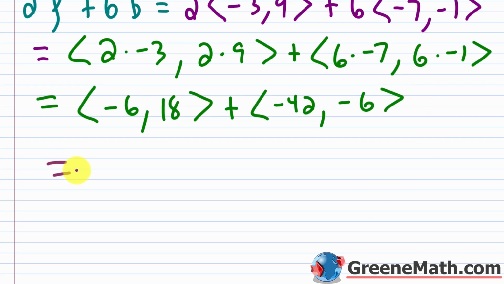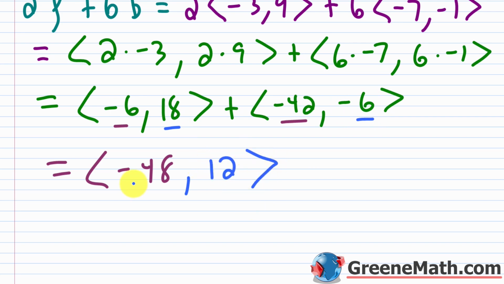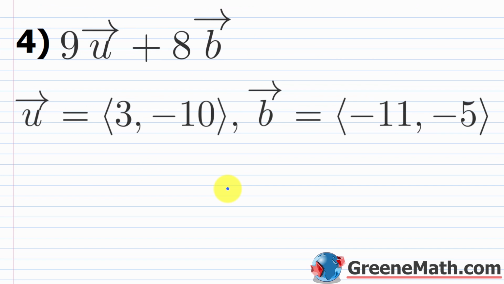We know that if we have one vector plus another vector, to find the resultant vector you're going to add the horizontal components. So -6 plus -42 is -48. Then we're going to sum the vertical components. 18 plus -6 gives me a positive 12. So the resultant vector here in component form has a horizontal component of -48 and a vertical component of 12. Okay, let's look at problem number 4.